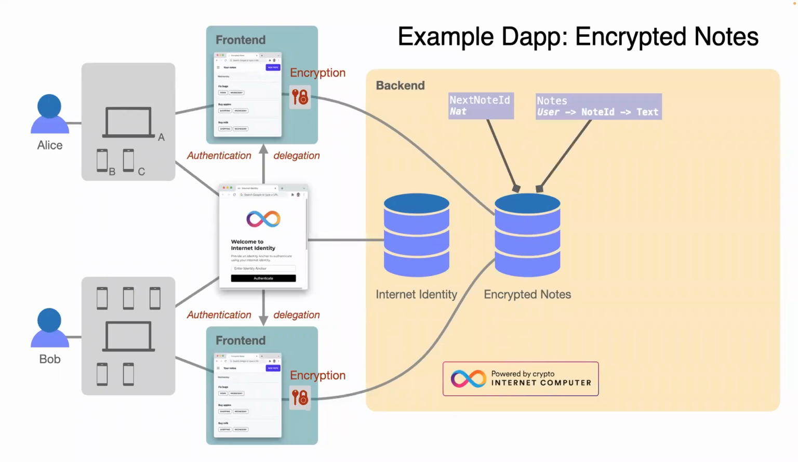Well, of course, we need to have the collection of nodes, which in our implementation, we hash by user and node ID and represent as text. And this is supposed to be the encrypted text because only encrypted content should be stored in the IC canister in our scenario. And then there's a next node ID, which is essentially a source of generating fresh identifiers for our nodes.